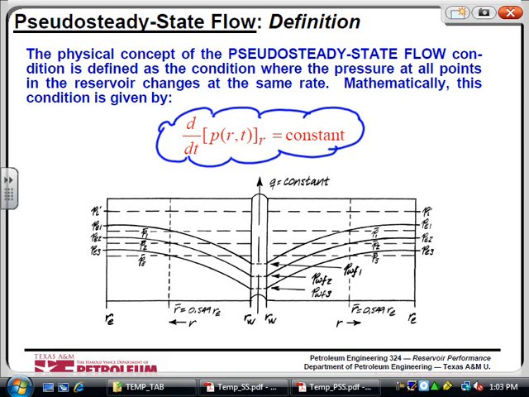Because if the rate is constant, the mass flux out is constant, the system's in equilibrium, then the pressure should change at the same rate at all points. We know that the rate's never constant, but for pretend, we're going to say the rate is constant. Okay? So this is different pressure levels at different times. So the pressure level drops at the same rate for all points in the reservoir.